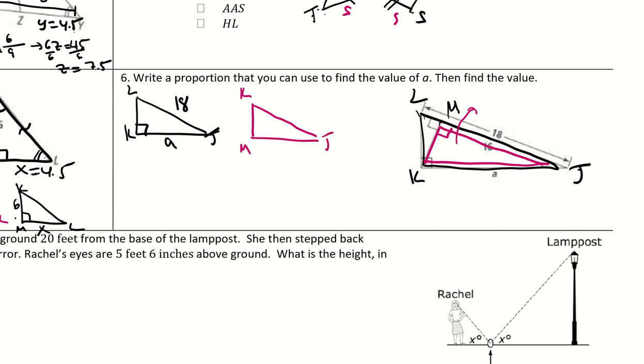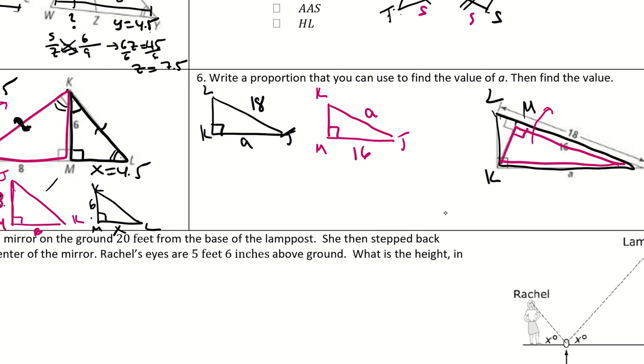Okay. And we can tell that KJ and LJ are both hypotenuses. So now they're all lined up. You see how I lined it up that way? And so we know that KJ was A. And then we know that MJ is 16. And now this is perfectly lined up. You see how I lined it up?